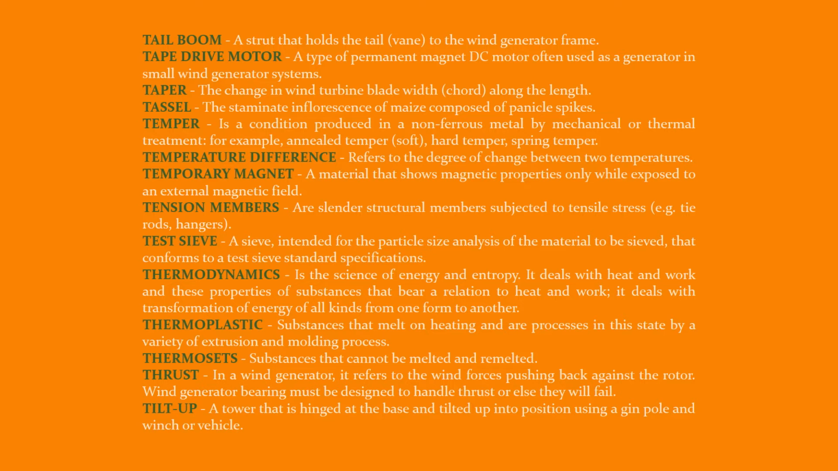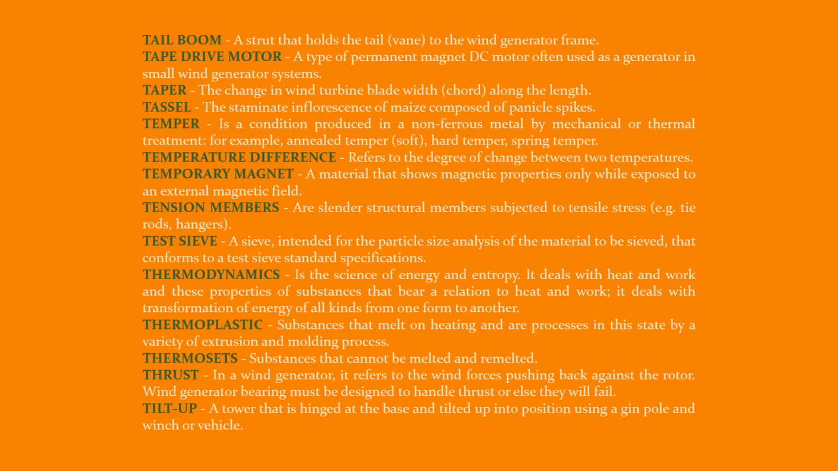Thermoplastic: substances that melt on heating and are processed in this state by a variety of extrusion and molding processes. Thermosets: substances that cannot be melted and remelted. Thrust: in a wind generator, it refers to the wind forces pushing back against the rotor. Wind generator bearings must be designed to handle thrust or else they will fail.